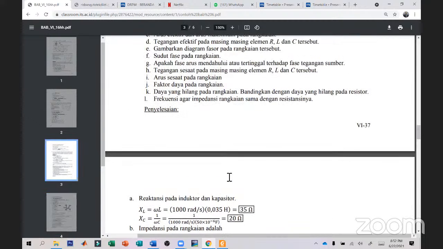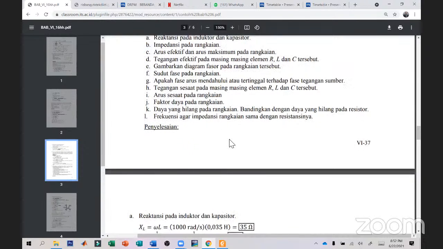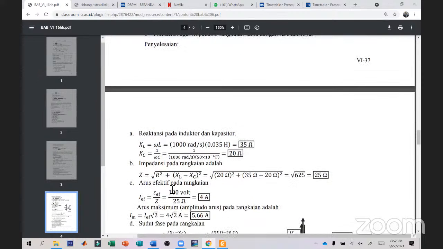Okay. Now the impedance of the circuit, Z of course, is the square root of R square plus XL minus XC square. I think we have talked before about this. And then the effective current. It's very simple. That effective current is V effective voltage divided by Z.